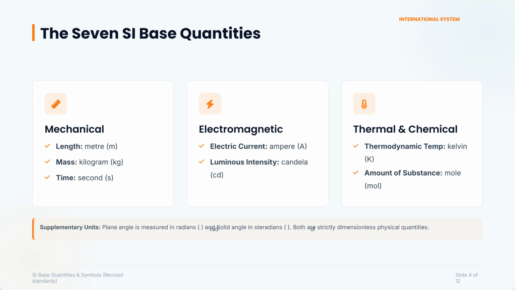The International System, or SI, is built upon 7 base quantities, including length, mass, time, electric current, temperature, amount of substance, and luminous intensity. Supplementary units include radians for plane angles and steradians for solid angles.